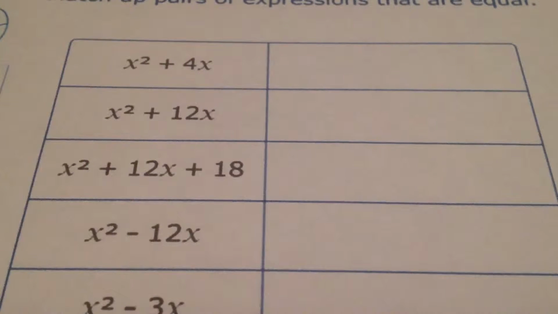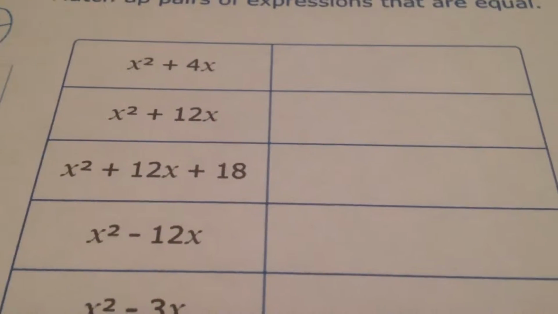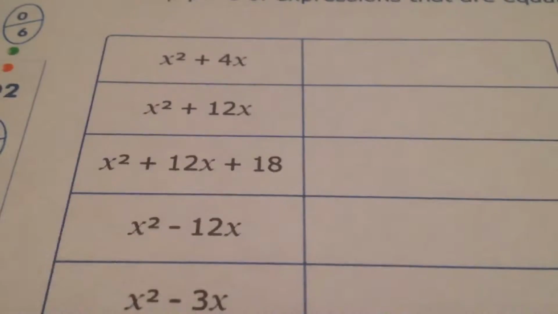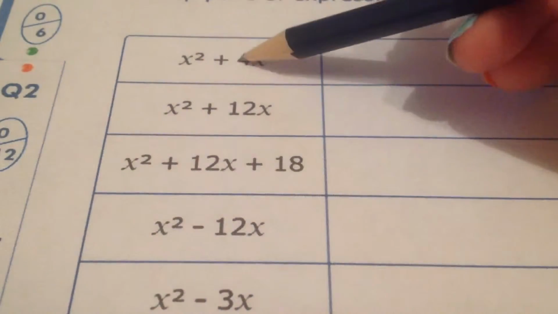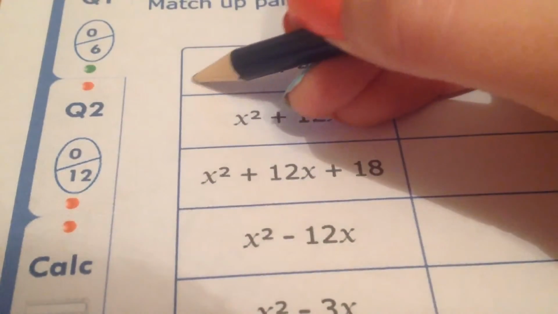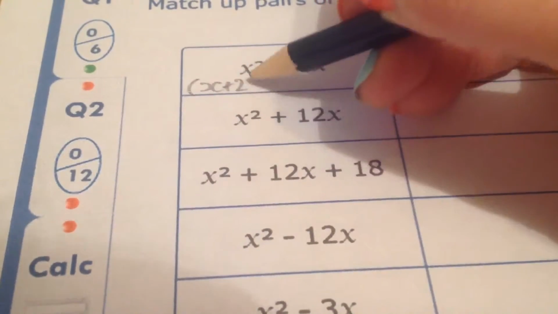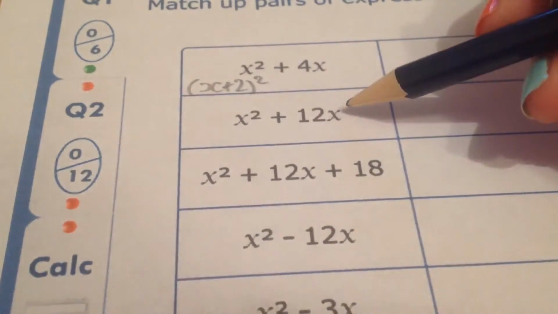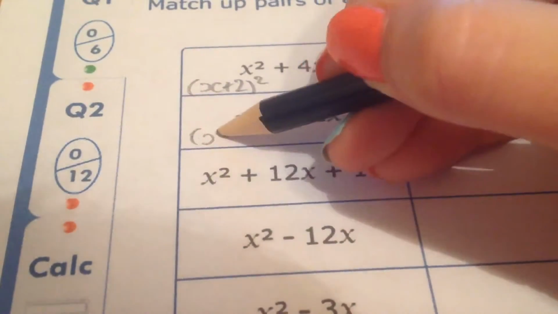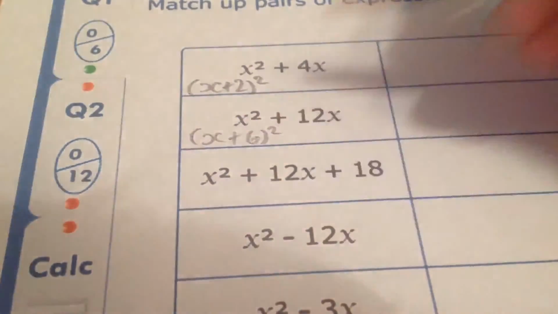First question is a match-up one. I would suggest the first thing you do is look for the perfect square for each one. So x squared plus 4x is going to use the perfect square x plus 2 squared. X squared plus 12x is going to use x plus 6 squared.